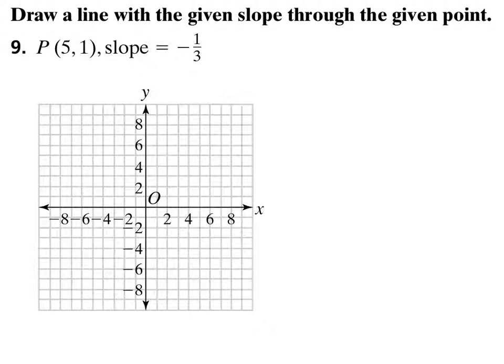Alright, this one will work this way for both 9 and 10. We need to draw the line with the given slope through the point on each of these. So take a minute on number 9, talk about it with your neighbor how you would do it, and then graph the line. 1 minute with your neighbor, go.